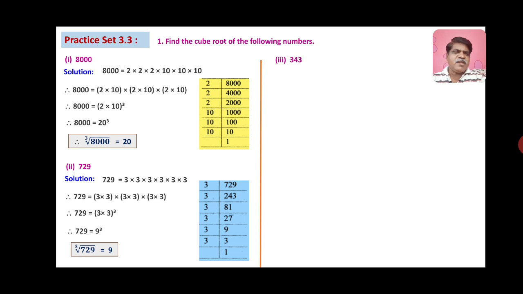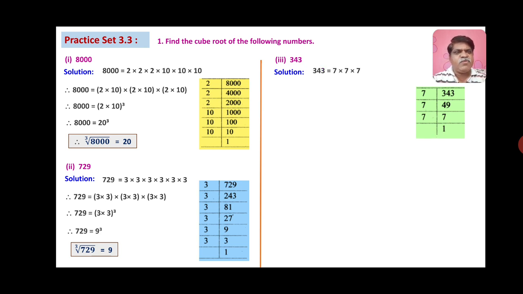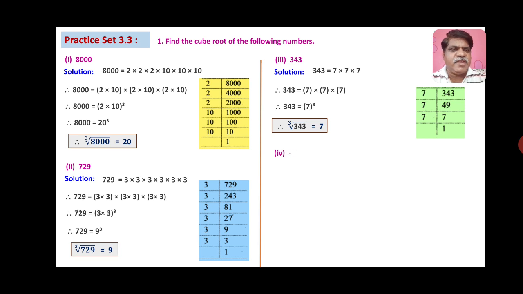Let us take 343. These are the prime factors of 343. Therefore 343 is equal to 7 into 7 into 7. Therefore you can write 7 raised to 3. Therefore the cube root of 343 is equal to 7.